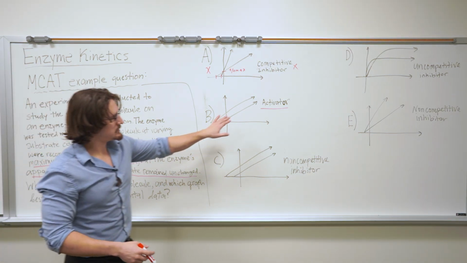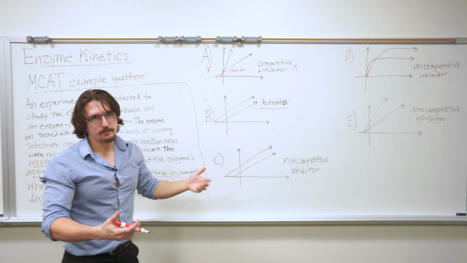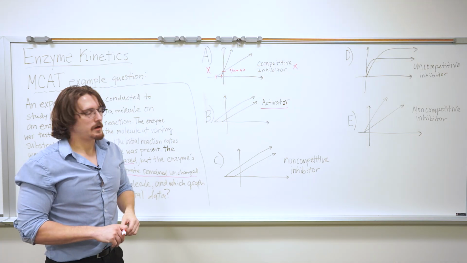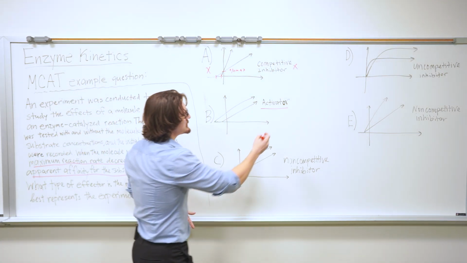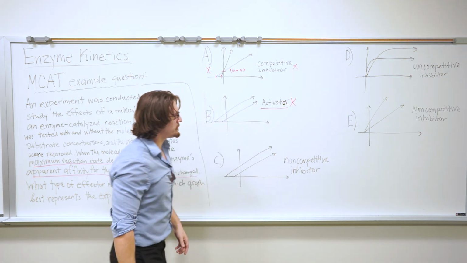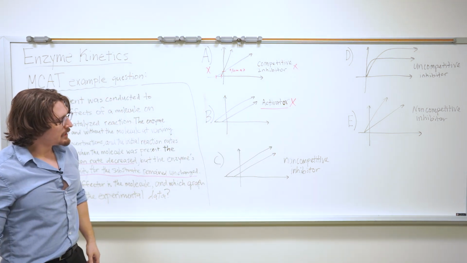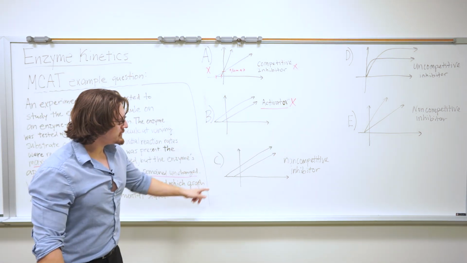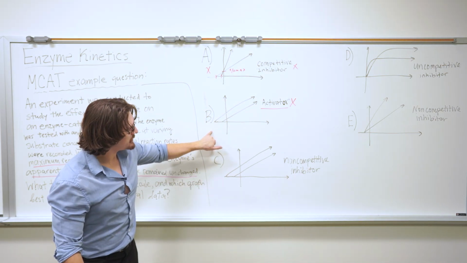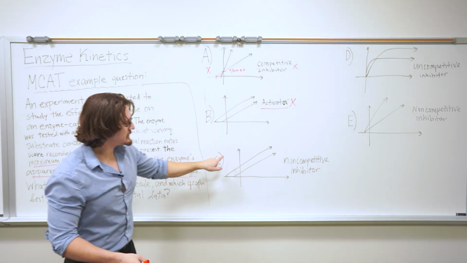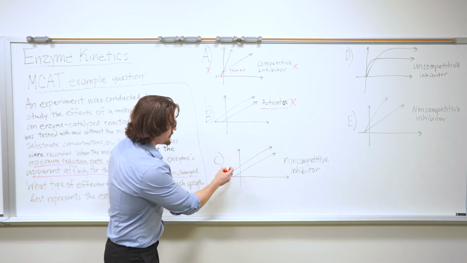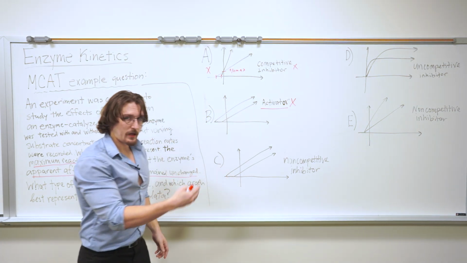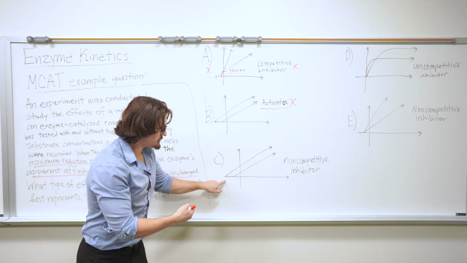And activators, things that activate enzymes, typically increase reaction rates. They make the enzyme more efficient, better. So this is going to be wrong. We can rule that one out. And then we have C. Notice that the plot is the same as B, and we've already established that this is an uncompetitive inhibitor plot.